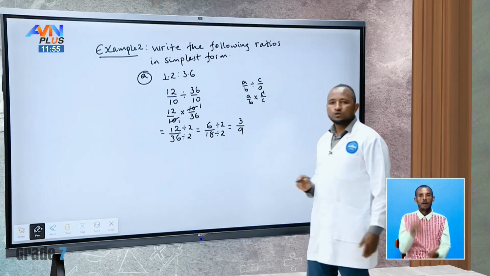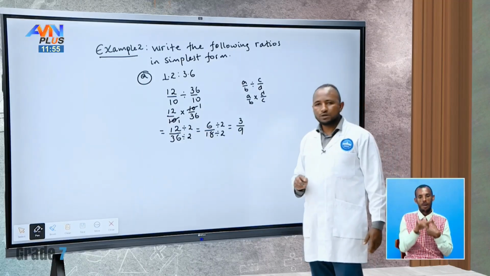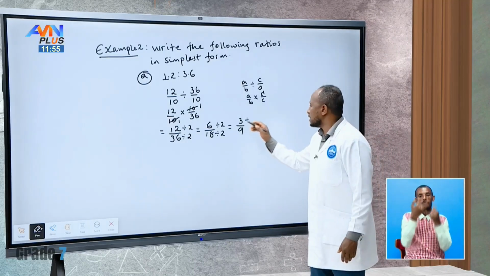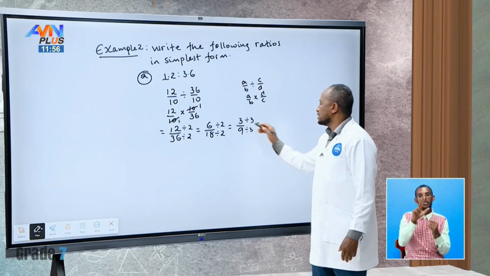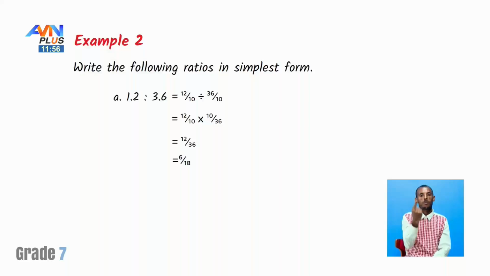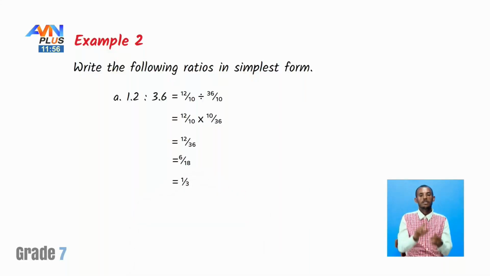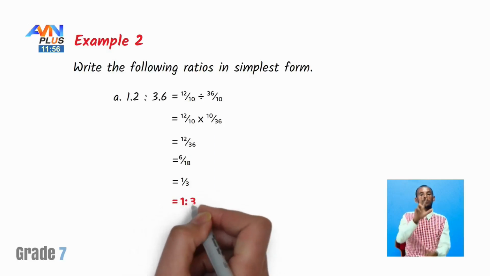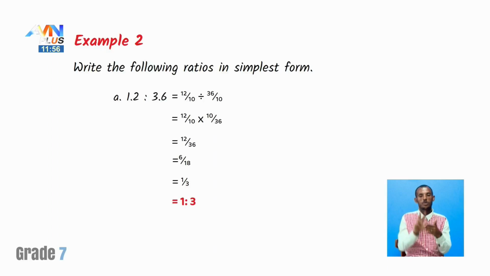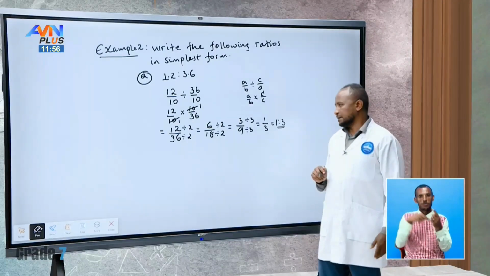Again, these two numbers have a common divisor. Both can be divisible by 3. So, divide this by 3, and this one by 3. Here, 3 divided by 3 is 1, and 9 divided by 3 is 3. Therefore, this is a simplified ratio. I can write this as the ratio 1:3. This will be the answer. So, now, let's proceed to the next example.